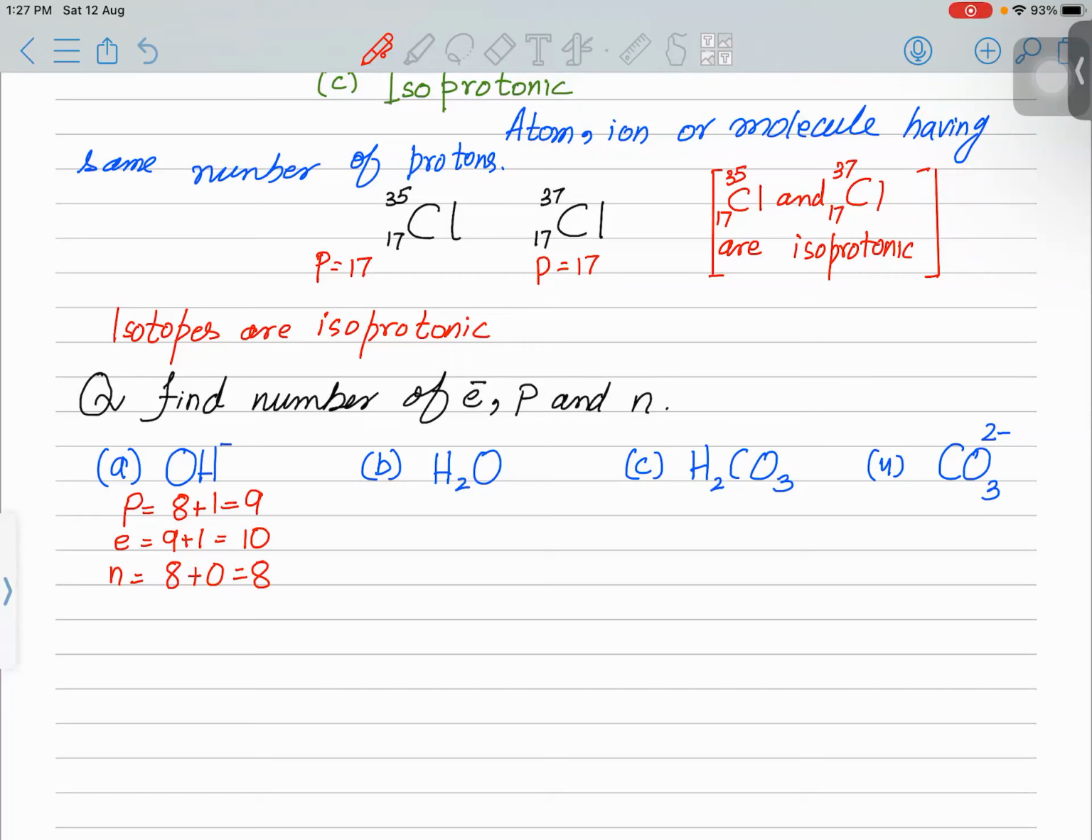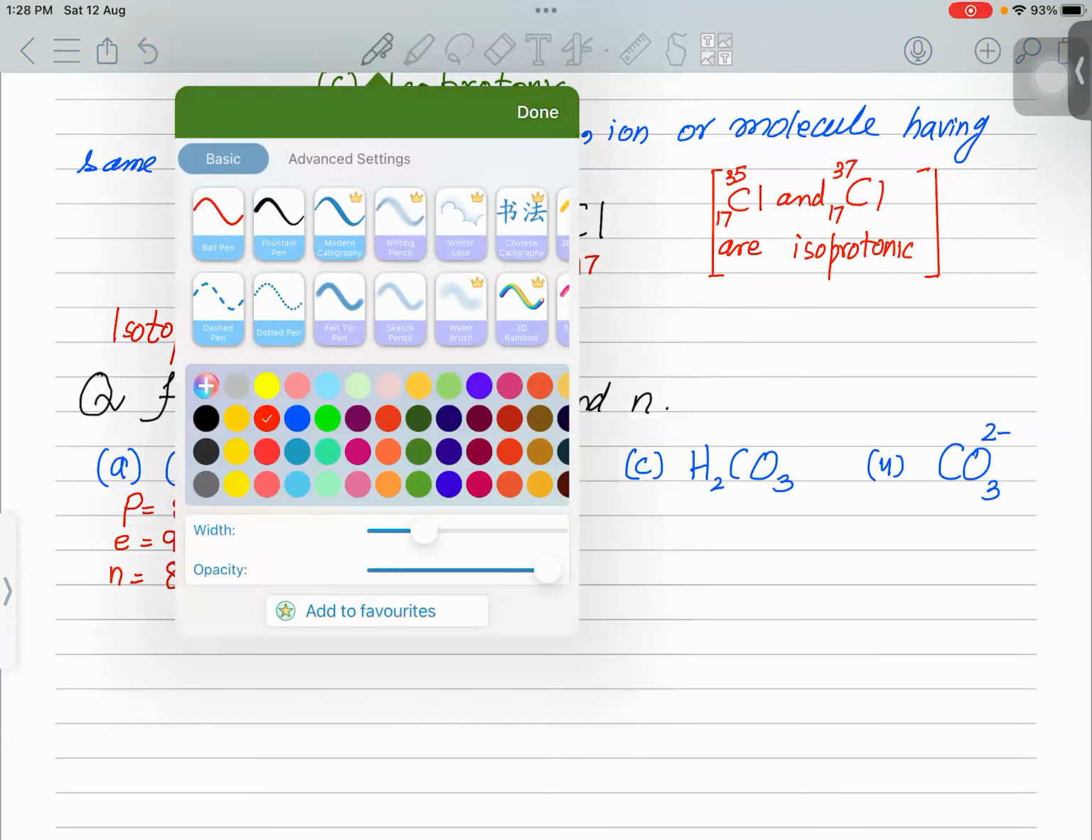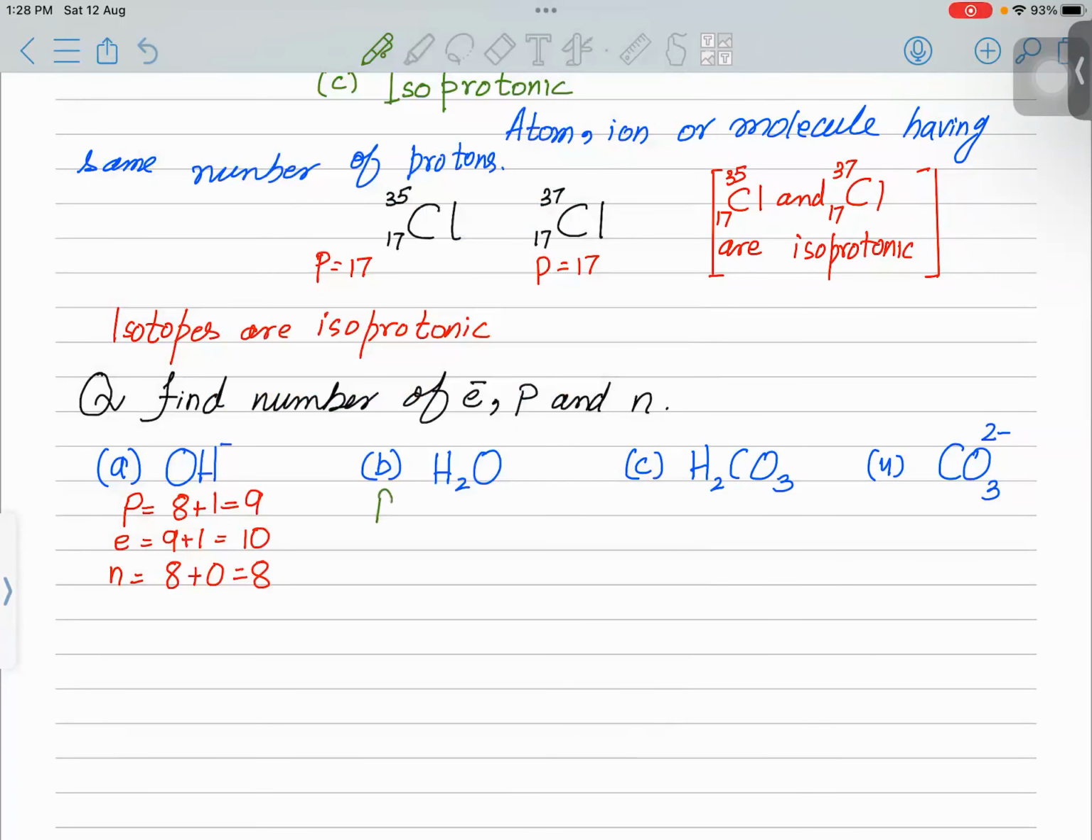Now next is H2O. First find protons. Hydrogen has 2 protons, and oxygen 8, so that's 10. There is no charge, so 10 electrons. Neutrons: hydrogen 0, oxygen 8.